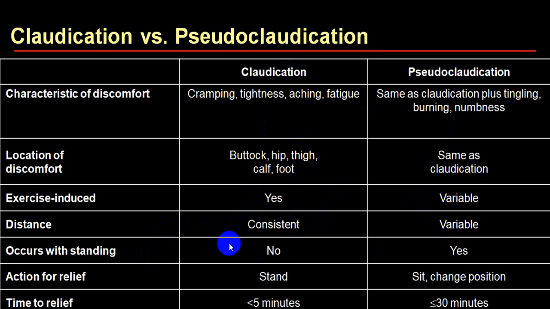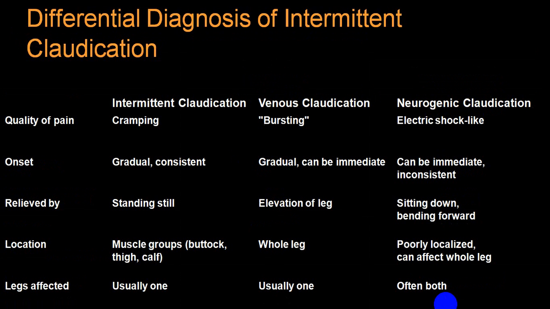In claudication the person will get relief by standing, and usually there will be no claudication on standing, while in pseudoclaudication a good number of times it occurs on long standing. Relief will come very frequently by standing in claudication, while in pseudoclaudication the person will sit and change position, and then get relief. The person will get relief of claudication within 5 to 10 minutes, while pseudoclaudication will take longer, almost 30 minutes. This is a little difference between pseudoclaudication and claudication.